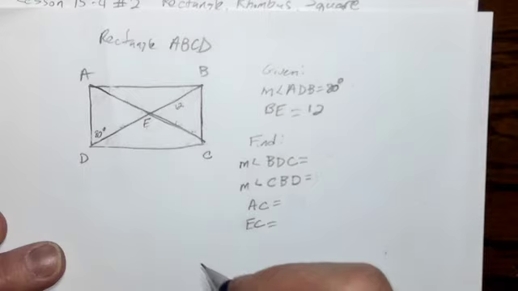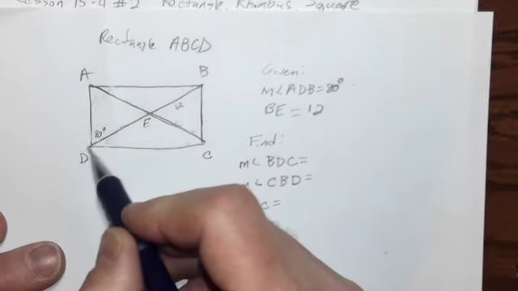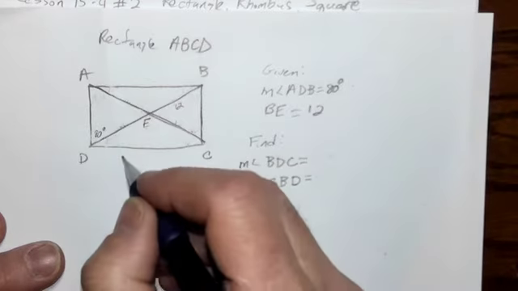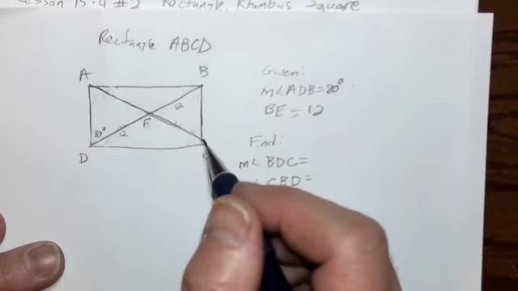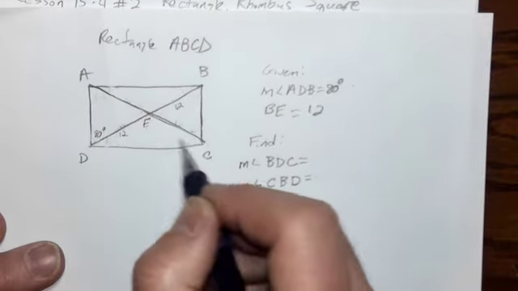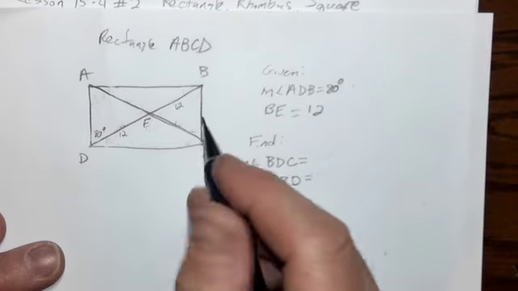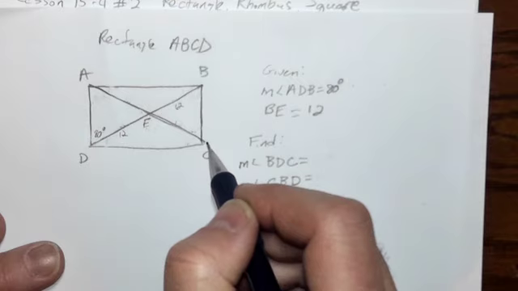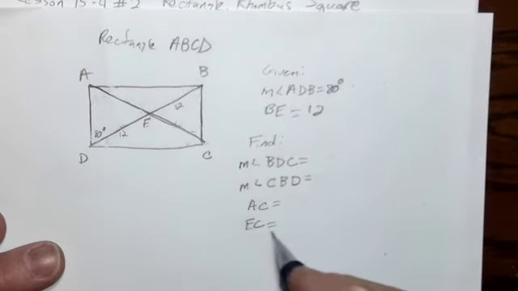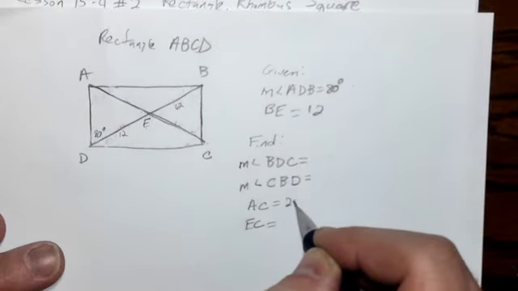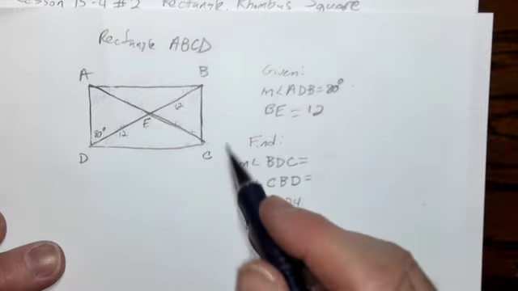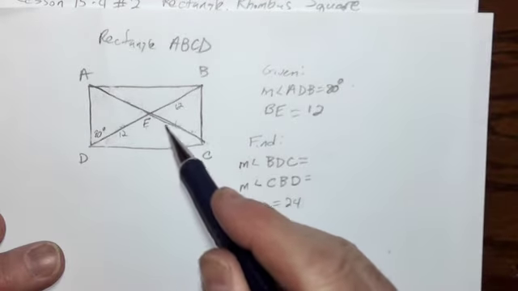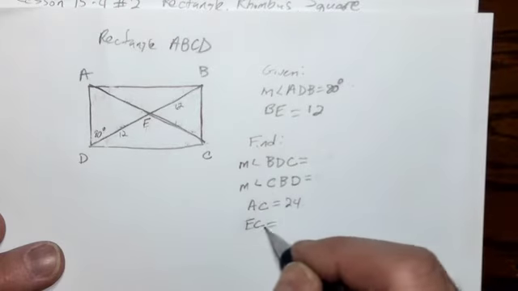Okay, probably the diagonal is the easiest because diagonals bisect each other, so this is 12, DE is going to be 12. We also know in a rectangle that the diagonals are congruent. So if this has a length of 24, this has a length of 24. So AC has to be 24. EC then, because this bisects that diagonal, EC has to be half of that.